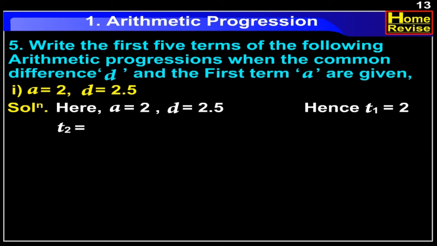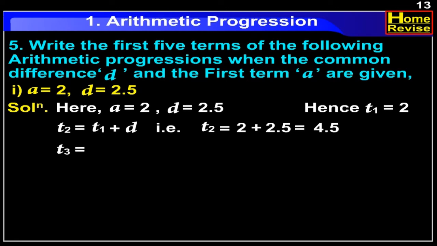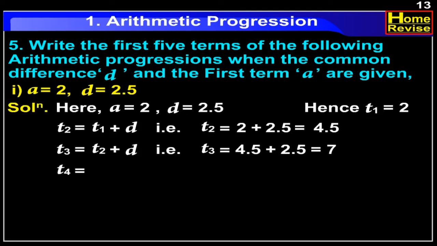Therefore, T2 is equal to T1 plus d. That is, T2 is equal to 2 plus 2.5, which is equal to 4.5. Now T3 is equal to T2 plus d. That is, T3 is equal to 4.5 plus 2.5, which is equal to 7. T4 is equal to T3 plus d. That is, T4 is equal to 7 plus 2.5, which is equal to 9.5.